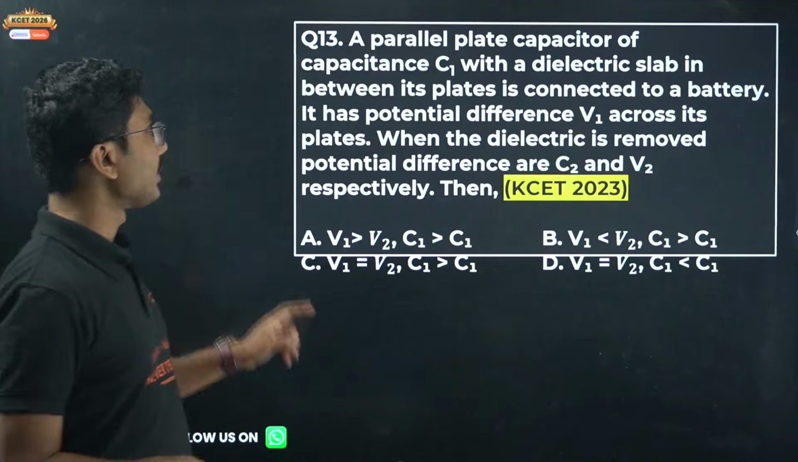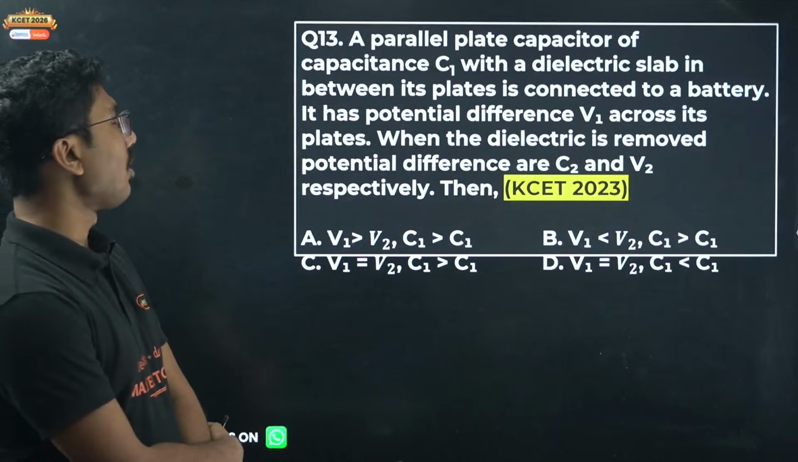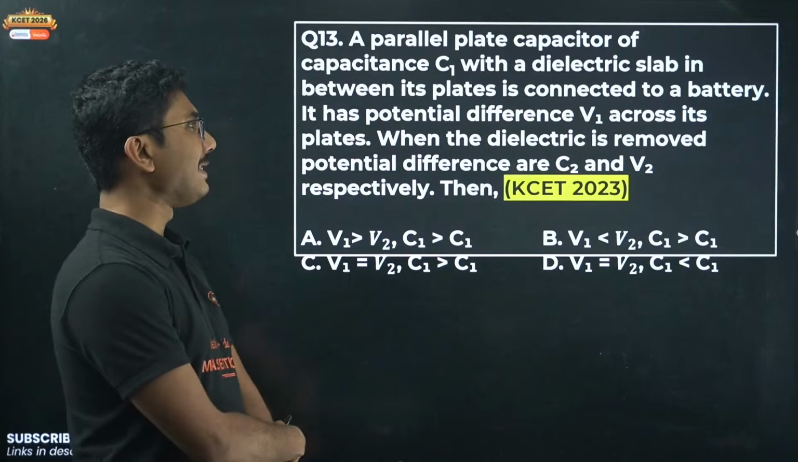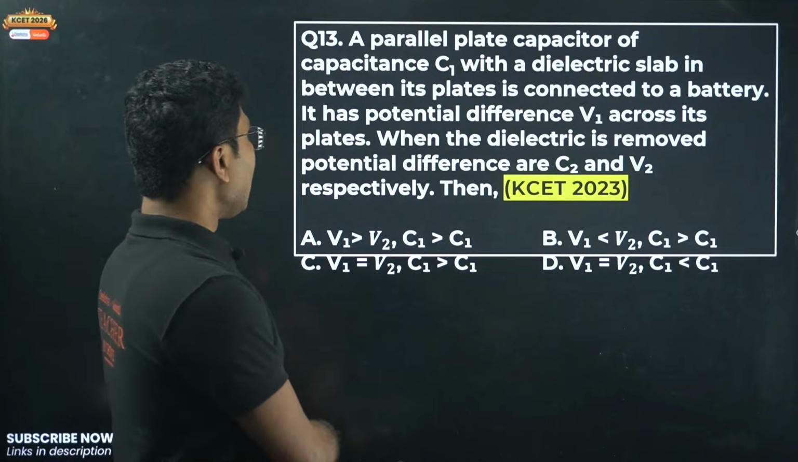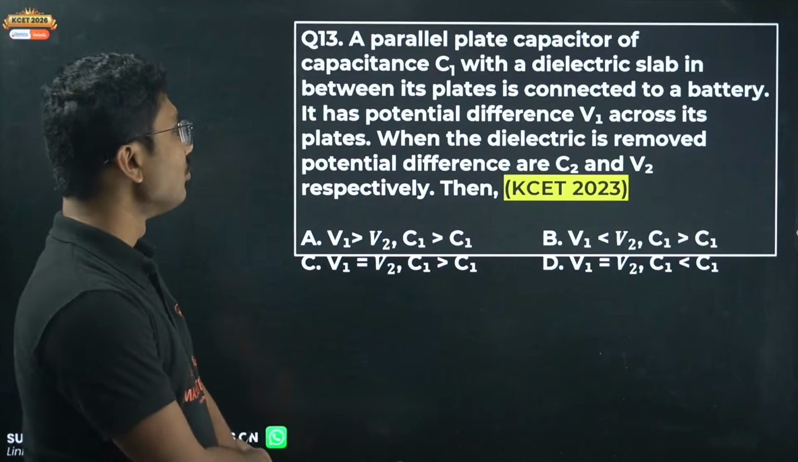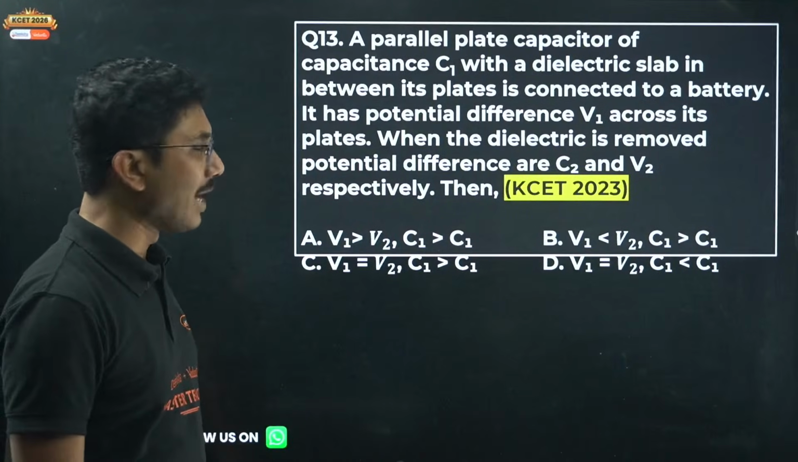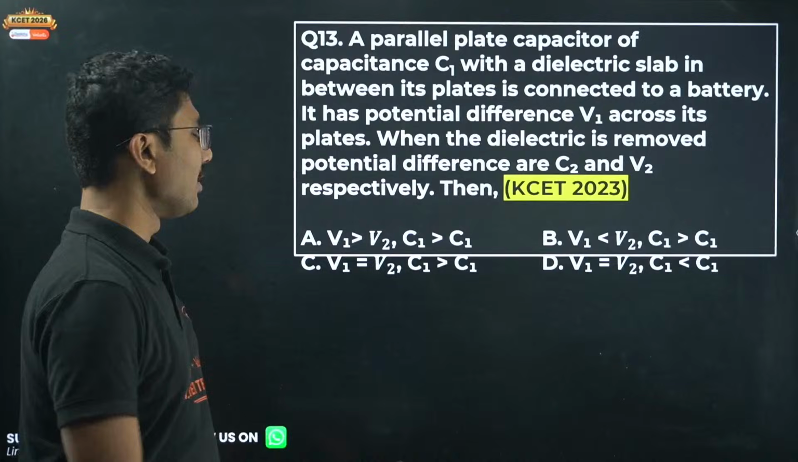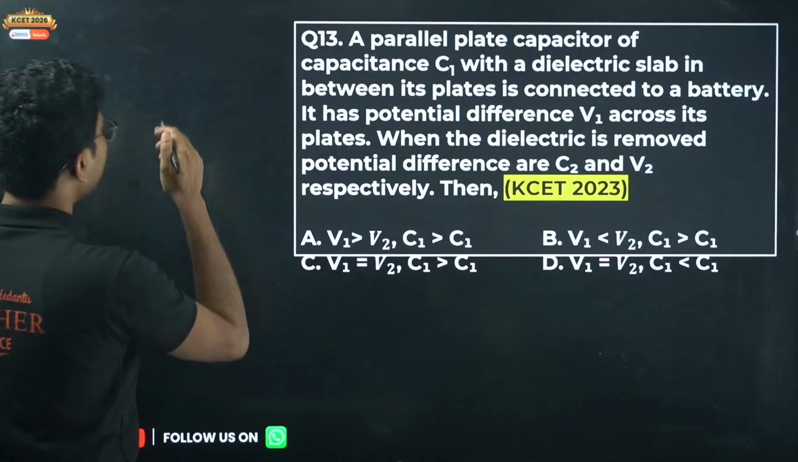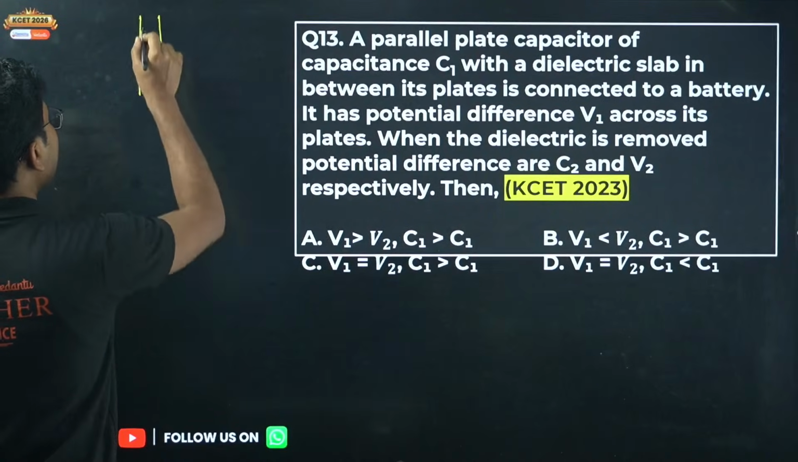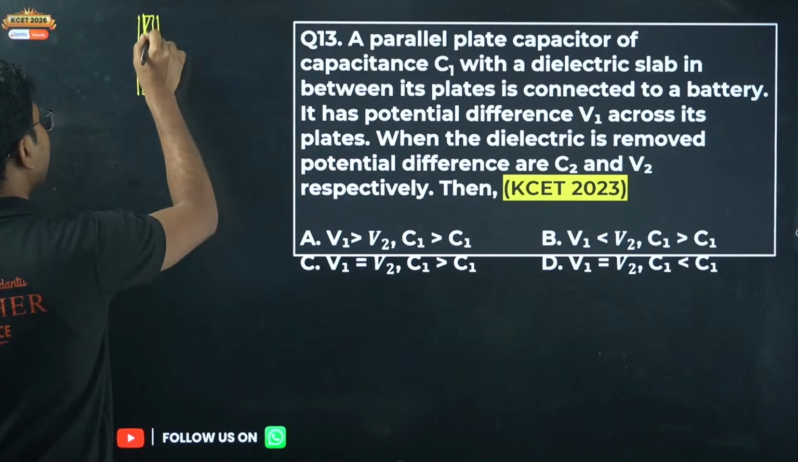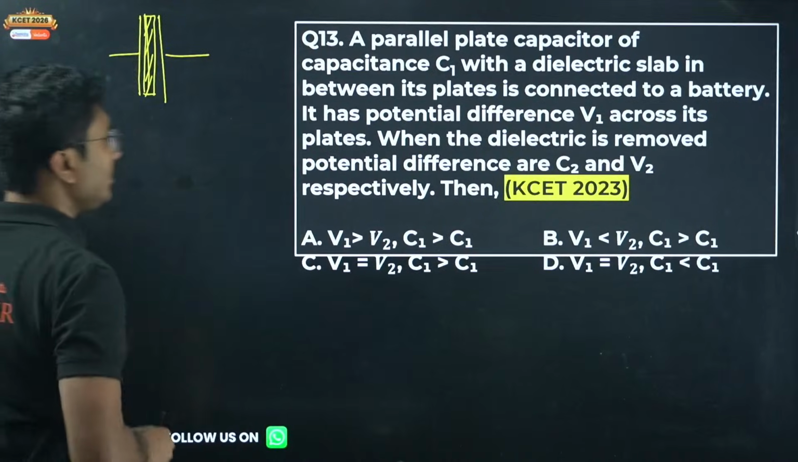Now, next question. A parallel plate capacitor of capacitance C1 with a dielectric slab between its plates is connected to a battery. It has a potential difference V1 across its plates. When the dielectric is removed, the capacitance and potential difference are now C2 and V2 respectively. Then what is the correct relation? Okay, so here we have basically a parallel plate capacitor. Initially it had a dielectric medium between the plates.